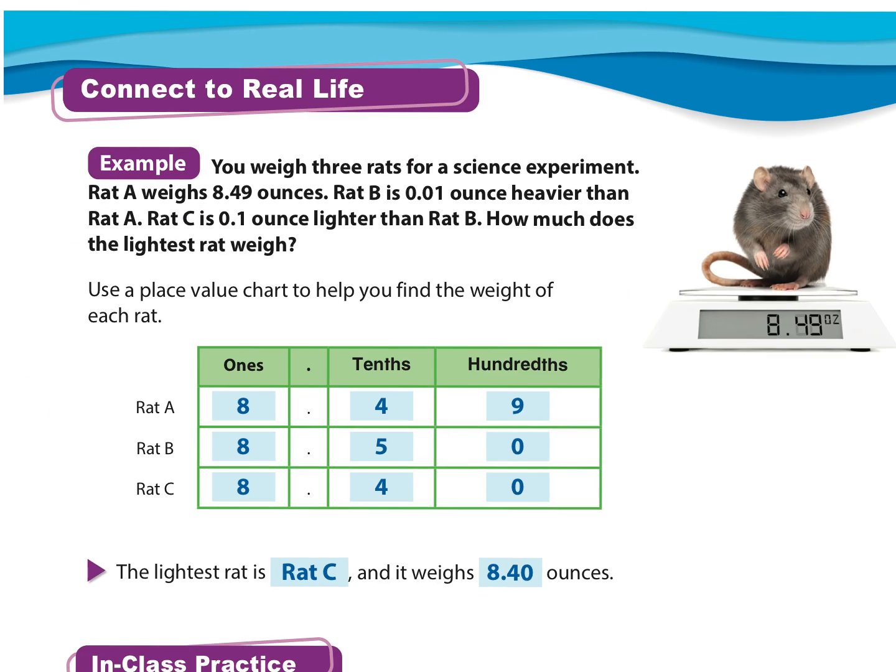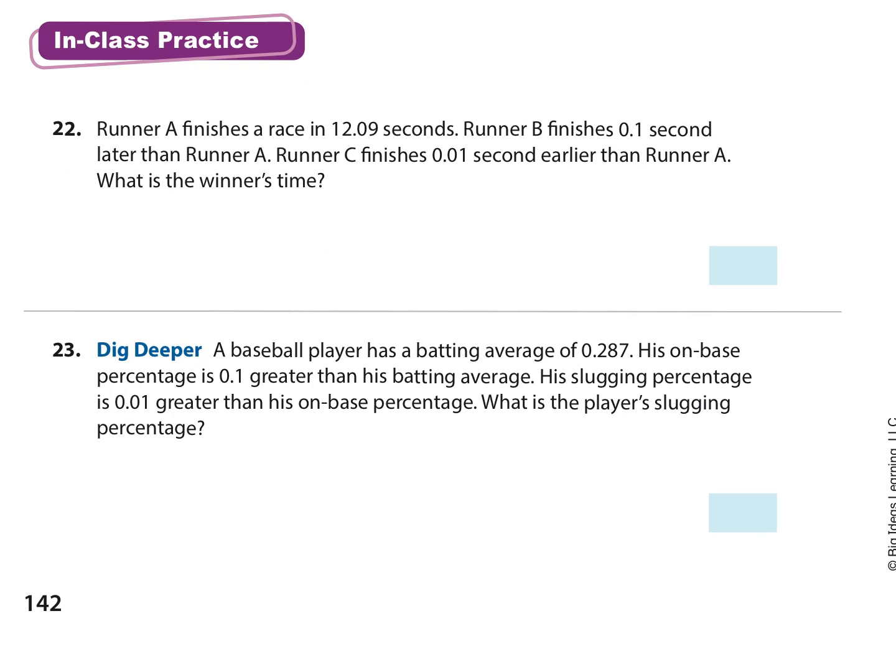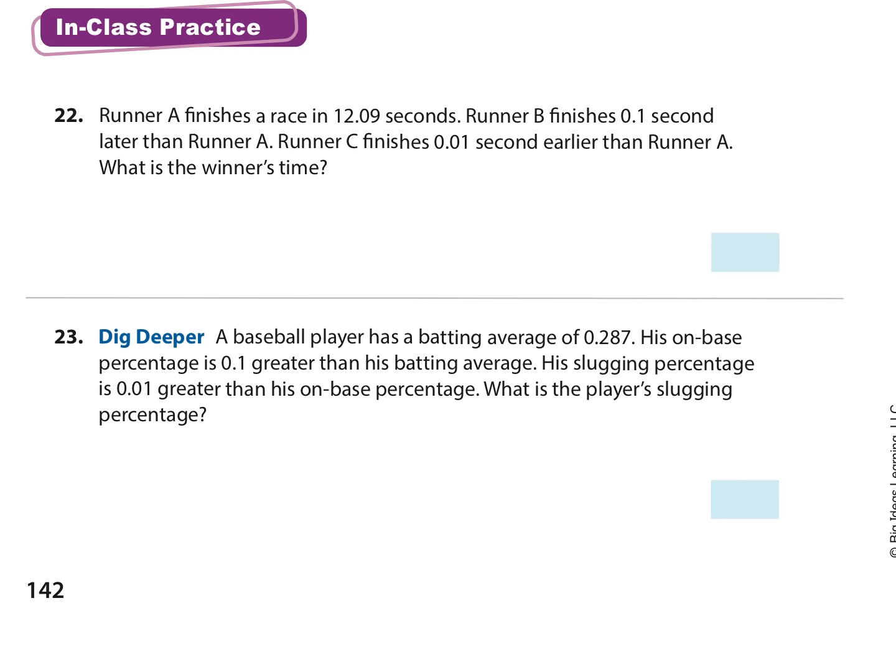All right, moving down. Let's look at number 22. It says runner A finishes a race in 12 and 900 seconds. Runner B finishes 1/10 second later than runner A. Runner C finishes 1/100th of a second earlier than runner A. What is the winner's time? Okay, this can be kind of confusing, so you have to read carefully.